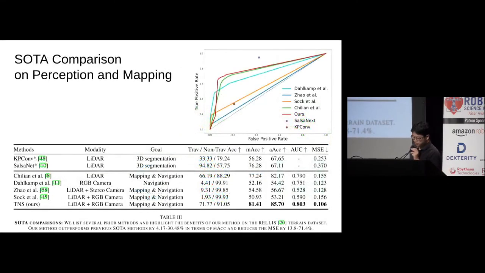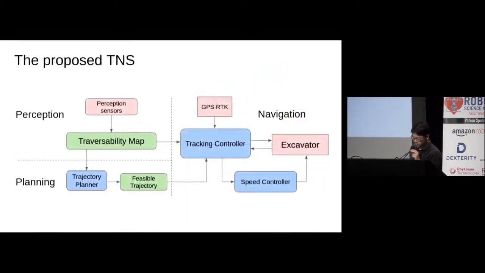So here are some perception methods that include 3D semantic segmentation methods and traversability mapping methods. We evaluate the final traversability output based on both traversable and non-traversable regions, as well as the mean accuracy of each terrain type. Now we present the proposed TNS.